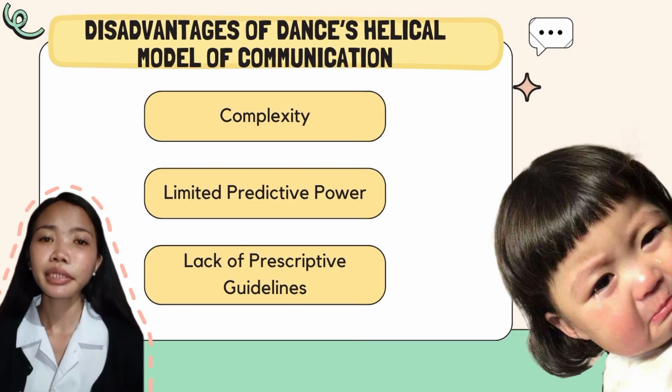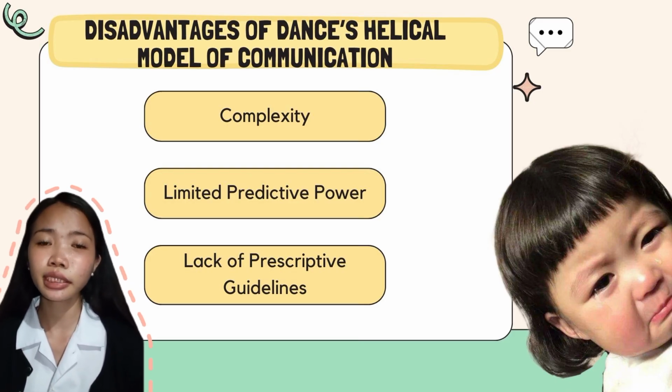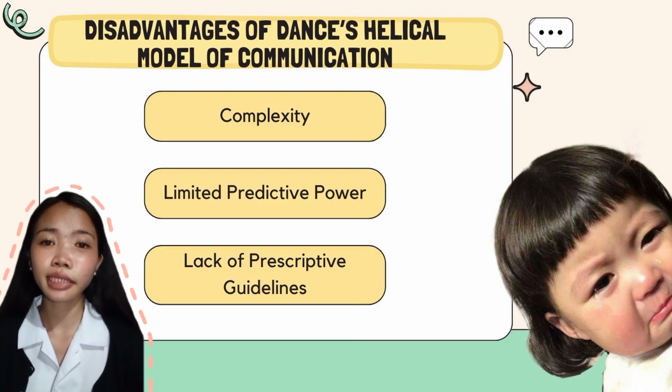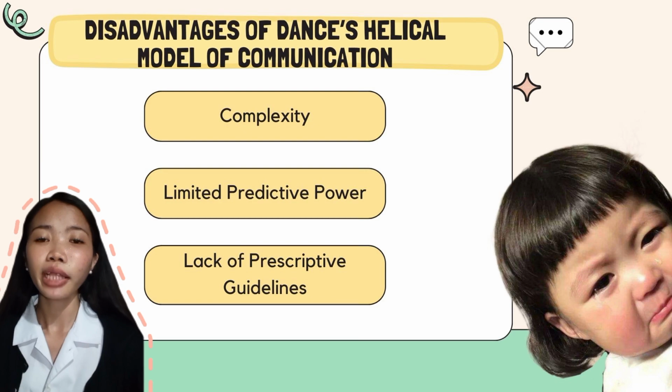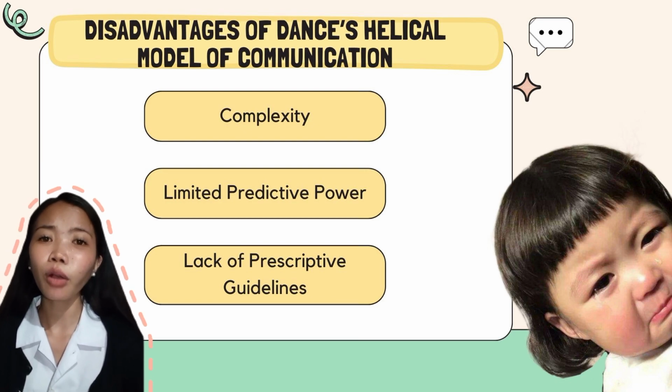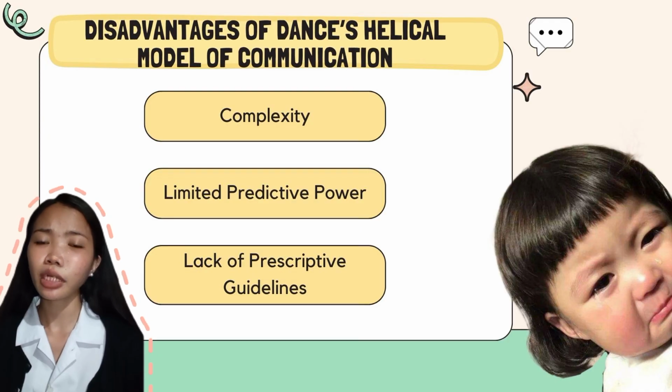Second one, limited predictive power. Unlike some other communication models that provide clear, step-by-step frameworks for understanding communication processes, the helical model's emphasis on continuous interactions and cyclical patterns may limit its predictive power. While the model offers insight into how communication unfolds over time, it may not provide specific guidance on predicting communication outcomes or behavior in certain situations.